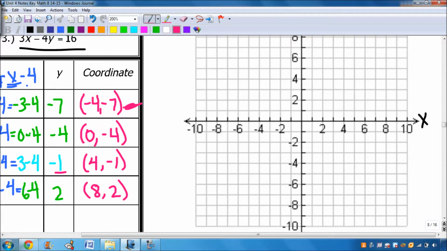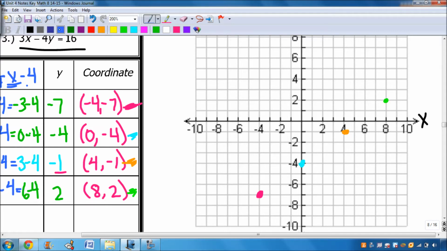So I'd go to the left 4 and down 7, so this right here is -4 and -7, okay? The next coordinate that I have here is 0, -4. So remember, this means you go nowhere to the right or to the left, but then you go down 4, so here's your next point, okay? The next point that we have is 4, -1. So here's my next one. That means I go to the right 4 and down 1. Okay, and then the last point that I have is 8, 2. So I'm going to go to the right 8 and up 2. Here's my point right here. I know for sure that I did it right because it appears to create a straight line.